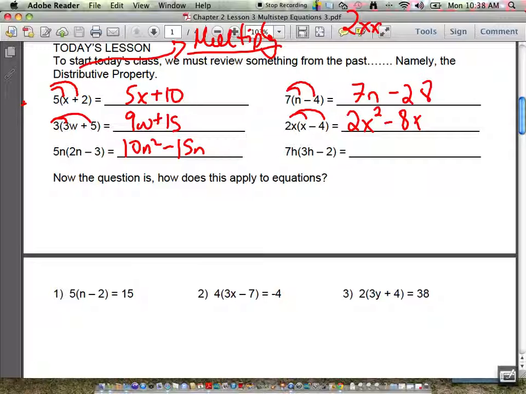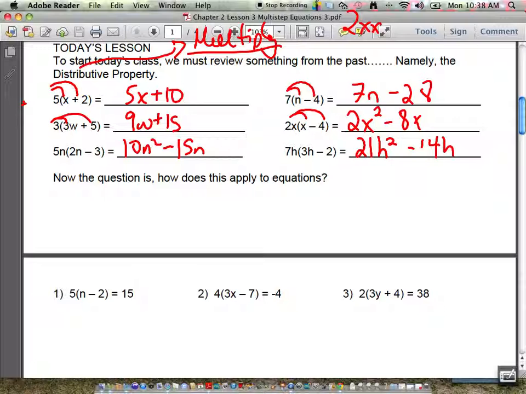Michael, 7h times 3h, what are we going to get? 21 what? Not 21h. Help them out, everybody. Squared. 21h squared, because 7 times 3 is 21. You got that part right. h times h is h squared. What's 7h times negative 2? Negative 14h. Okay? So that is the distributive property, and we did a little bit of a review of monomials.